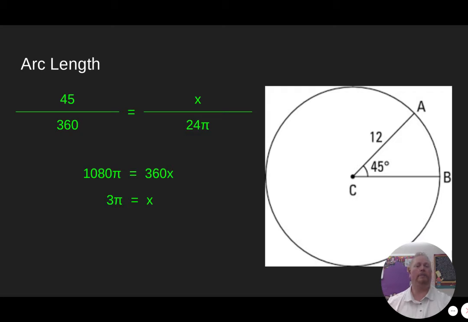So again, if I were to take a piece of string from point A and wrap it around to point B, that would be 3 pi, whatever unit, long. And again, if you wanted to use 3.14 as your value for pi and go ahead and just figure out an actual number, you could do that too.